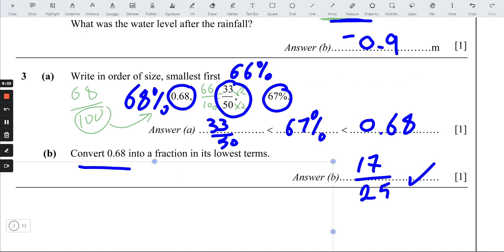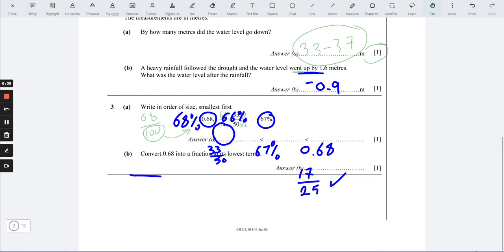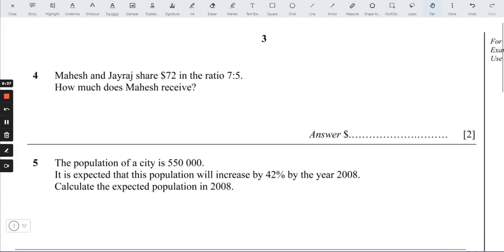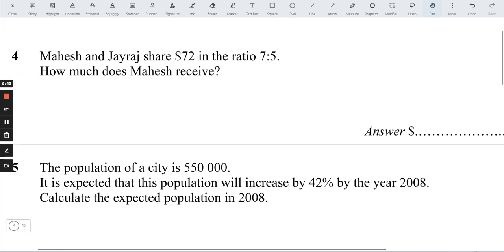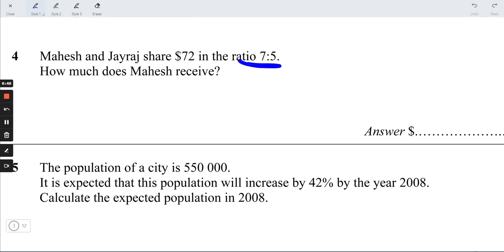Now, question 4 here. So we have here a ratio, and we have an amount. This amount should be shared between two persons, Mahish and Gairig. Here we have two persons, so this is M, the first person, and this is the second person, J.